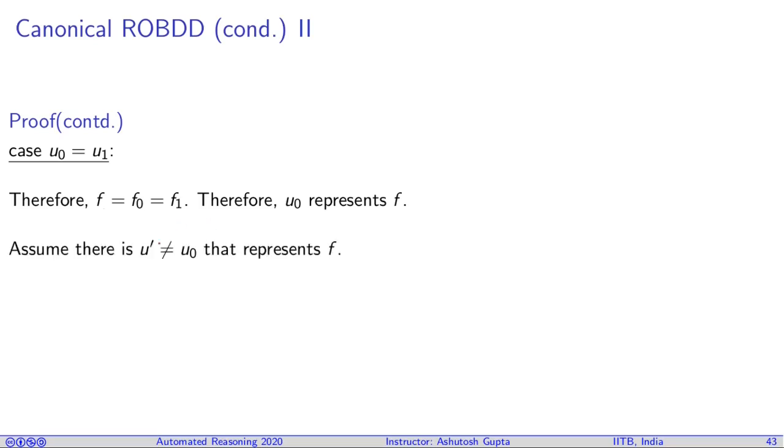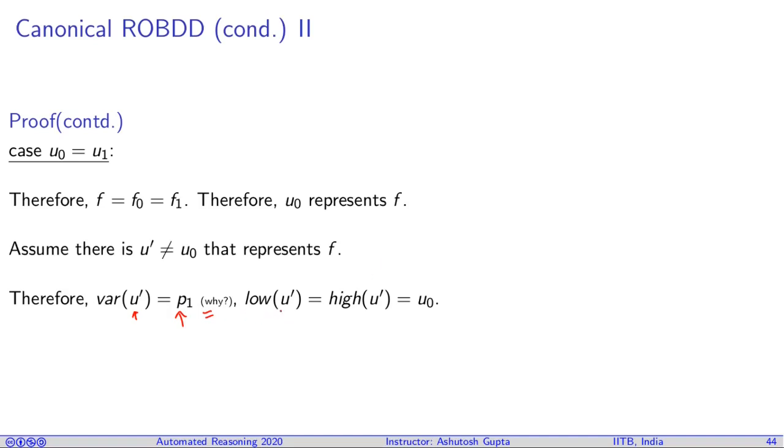Now let's assume that there is another ROBDD, u prime, that represents the same function f. Then we will derive a contradiction. Therefore, the root of that ROBDD u prime should be labeled with p1. Please give a thought to why I'm saying that has to be true. Why can it not be some other variable?